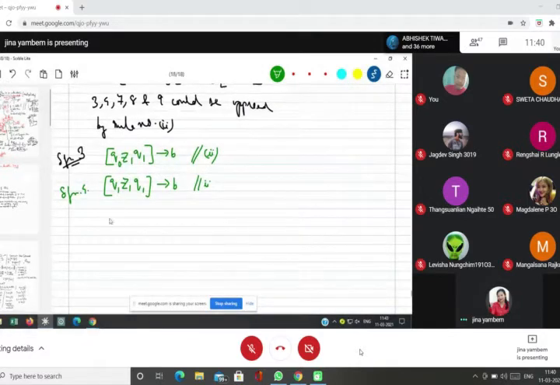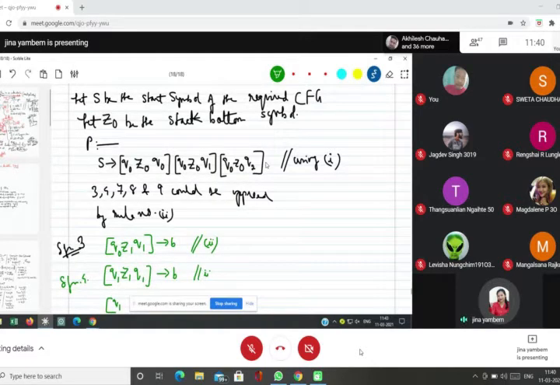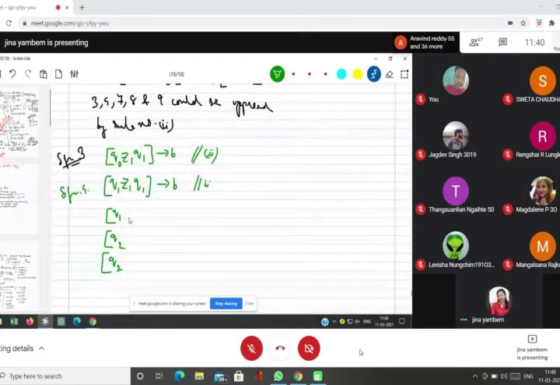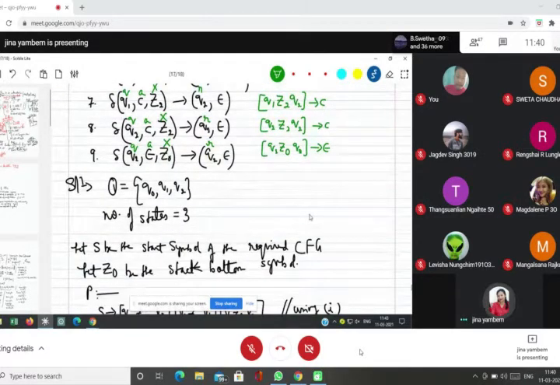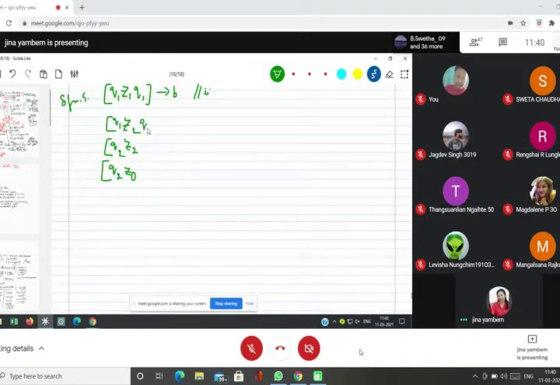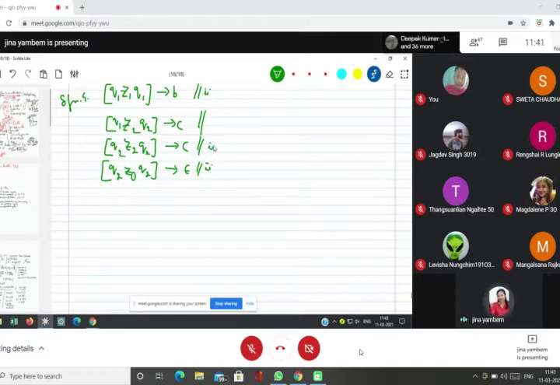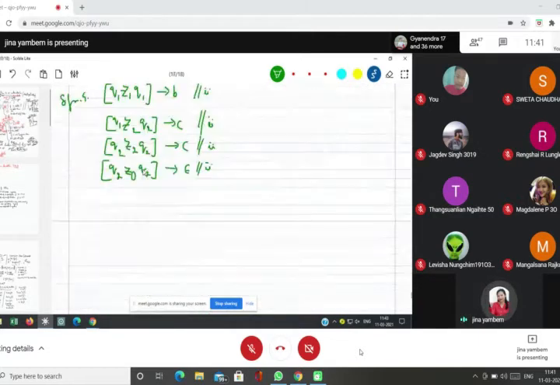So let me write Q1 Z2 Q2, Q2 Z2 Q2, and Q2 Z0 Q2, replaceable by C, C, and epsilon. I'm bringing all three here. They are all using rule number 2, and these are transitions 7, 8, 9.